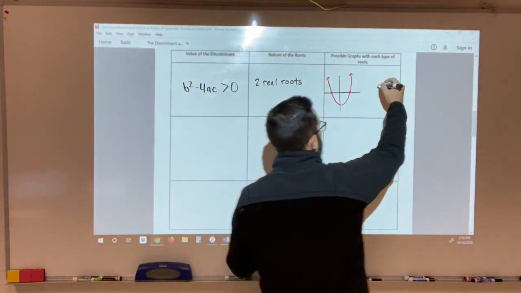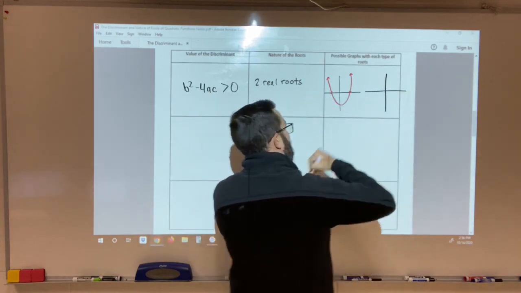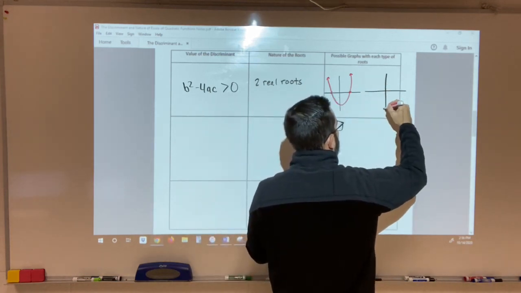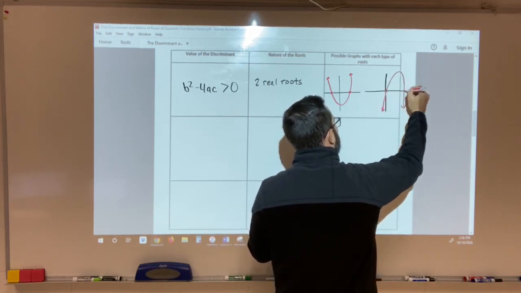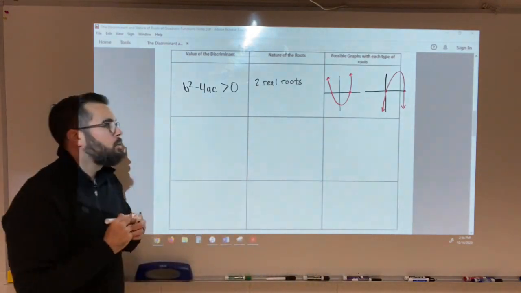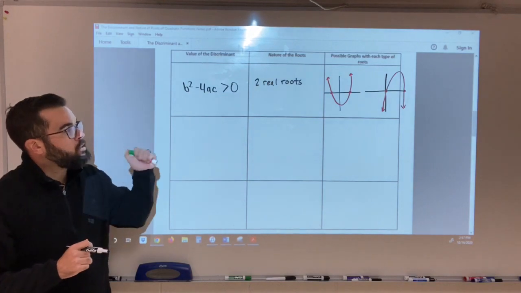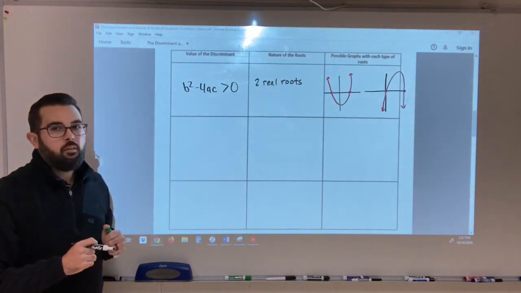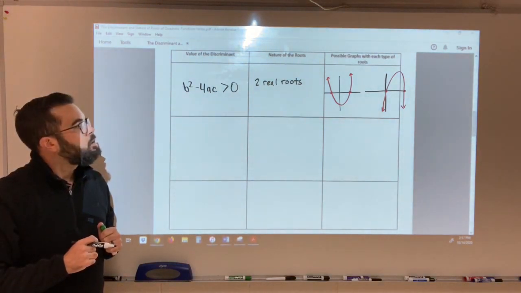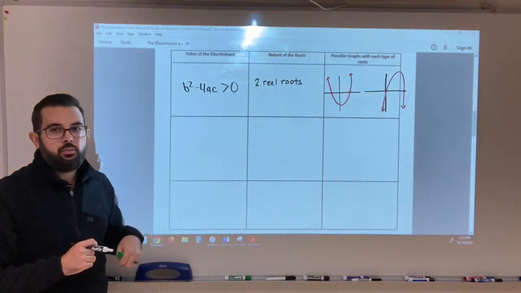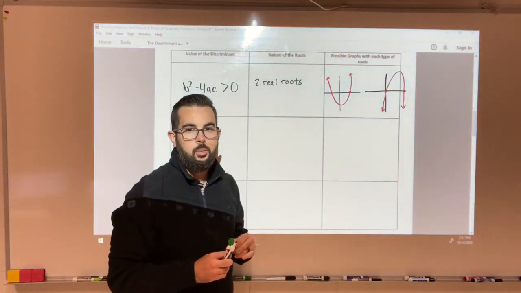Okay, well, it doesn't have to look like that. Another option is that the graph faces down, and it might look like this. All right, so that is also a possibility for the graphs. And we're going to look at plenty of graphs, so don't worry. The main thing I want you to take from this is just that the graph hits the x-axis twice.